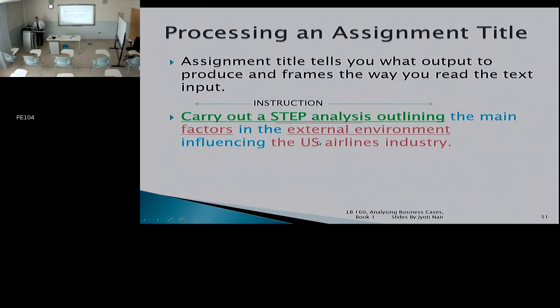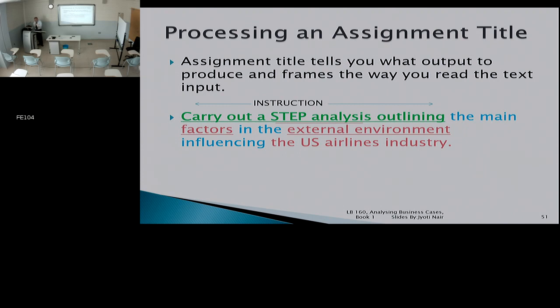It's clear here that the place is US, America. And what is the business? Airline industry. It's the airline industry. That's the business. When we apply STEP analysis, we need what? We need a place and a business. Let me give you examples from life and then examples from case studies.